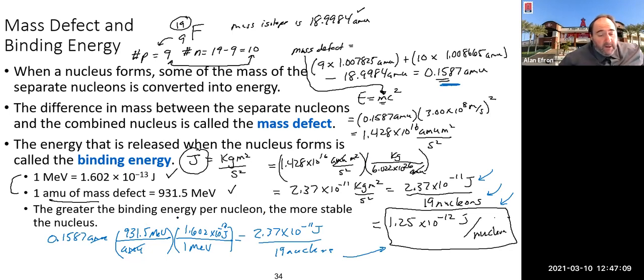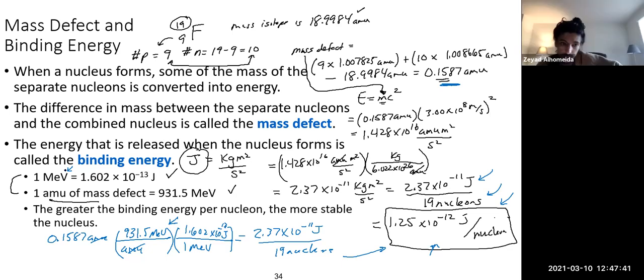If you wanted it in mega electron volts, obviously you could stop here and divide by the nucleon, and you'd be in mega electron volts per nucleon, which is a common unit. Or if you went this way, you could then use this conversion to go from joules to mega electron volts as well. So it's really a preference as to which way you want to calculate it. But they both will get you to the same result, however you want to do those conversions. Any questions on those calculations there?